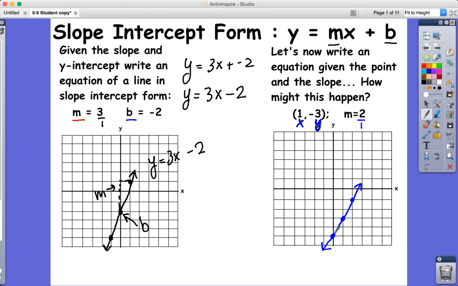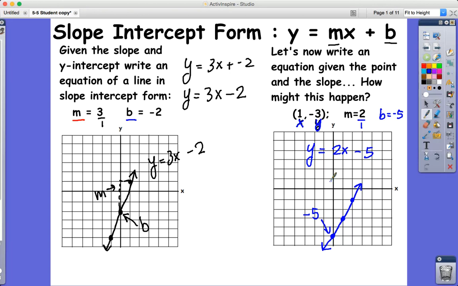So I can write the equation of this line in slope-intercept form because I know that my slope, m, is 2, and now my b is 1, 2, 3, 4, 5, -5. So my b is -5, everybody. I can write the equation of this line. This equation of this line is y is equal to 2x minus 5.